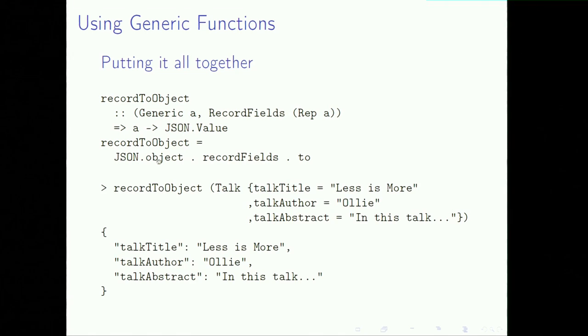And indeed, we can try this out. So here's the talk that I'm giving right now. And if I call recordToObject on this, we indeed get a JSON object, which contains 3 properties, which are the 3 properties of that talk record itself. But nothing in the type of recordToObject talks about the fact that I'm giving a talk at all, and indeed nothing in the talk data type talks about how to turn it into JSON. So we're able to separate those concerns just by being able to work with the representation of what is kind of inside the talk data type.